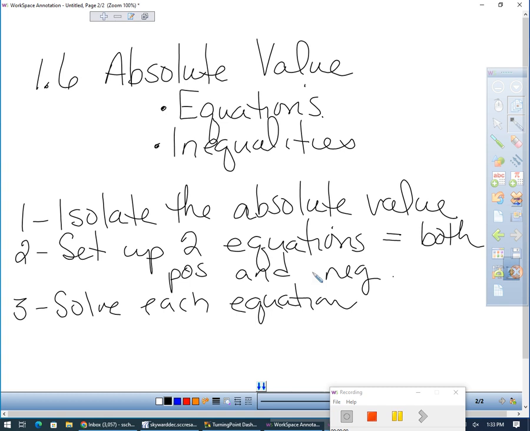All right, so the reason we have to set up 2 is because there are 2 distances from 0, right? Either going to the right or going to the left. There's going to be 2 distances. So we have to set it up that way. So we're going to start off super easy. Example number 1.